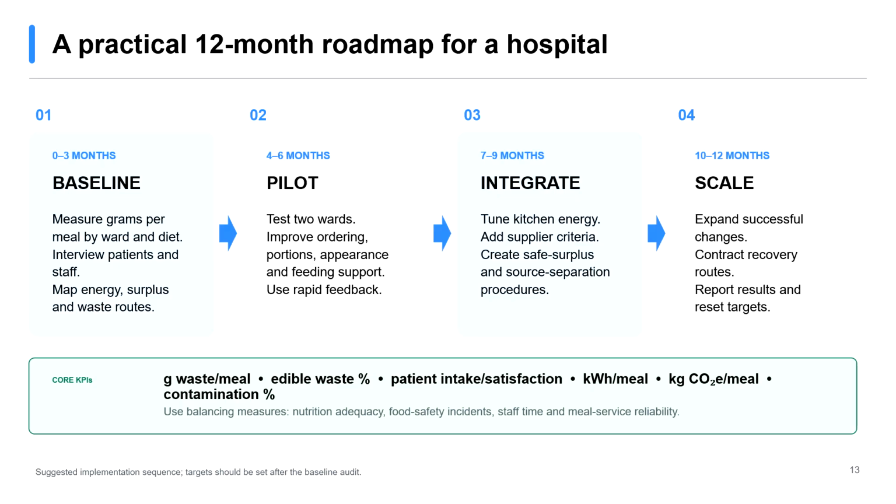Implementation is staged over 12 months. During months 0 to 3, the hospital weighs returns, maps menus, and confirms the waste route. During months 4 to 6, two wards test closer ordering, portion choice, presentation, and feeding assistance, with nutrition and safety as balancing measures. Months 7 to 9 integrate production changes, safe surplus rules, and organics procedure. Months 10 to 12 scale only the measures that work. The management decision is based on grams of waste per meal, patient intake or satisfaction, contamination, kilograms landfilled and composted, carbon dioxide equivalent per meal, staff time, and service reliability.